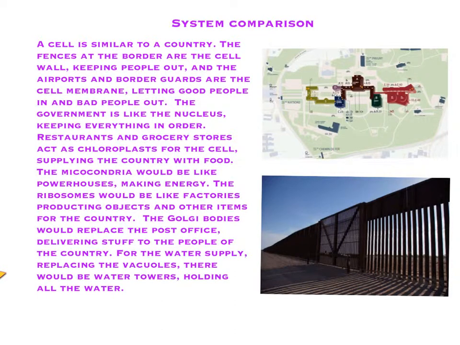Restaurant and grocery stores act as chloroplast for the cell, supplying the country with food. The mitochondria would be powerhouses, making energy. The ribosomes would be like factories, producing objects and other items for the country. The Golgi bodies would replace the post office, delivering stuff to the people of the country. For the water supply replacing the vacuoles, there would be water towers, holding all the water.